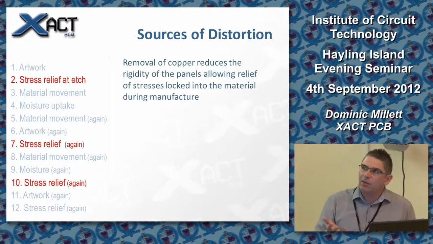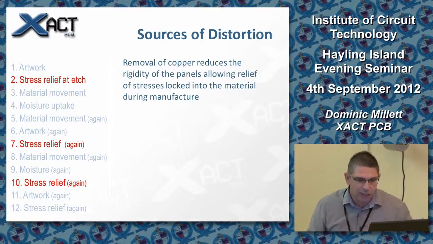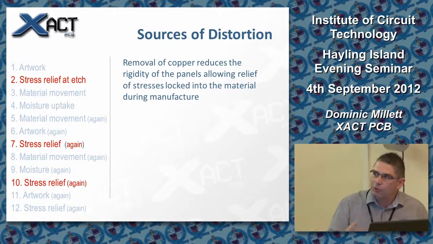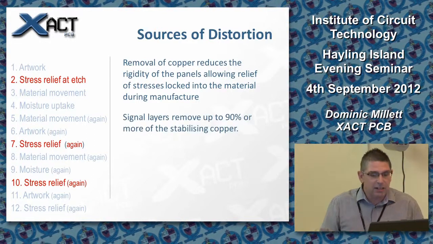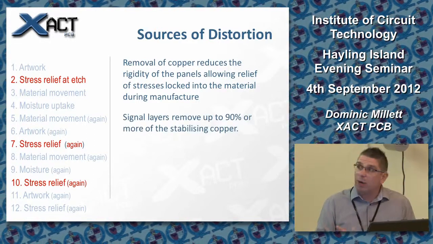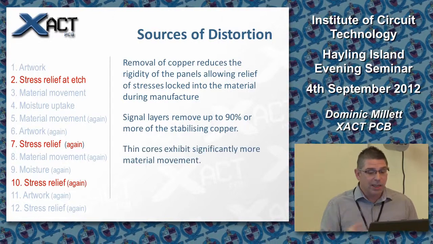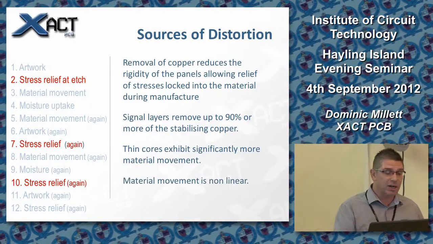Stress relief at etch. I've mentioned the tensions trapped in the material during the manufacturing process. As the removal of copper reduces the rigidity of the panels, those stresses are relieved. Typically, signal layers may only have 10% of copper left, so 90% of that stabilizing copper is being removed. Thin cores exhibit significantly more material movement, and material movement is non-linear.